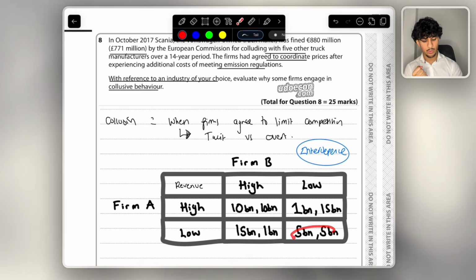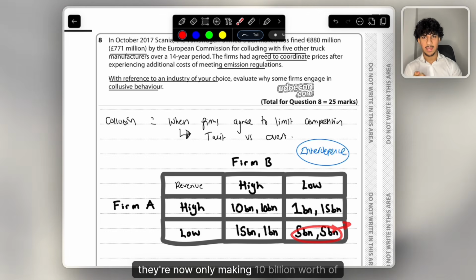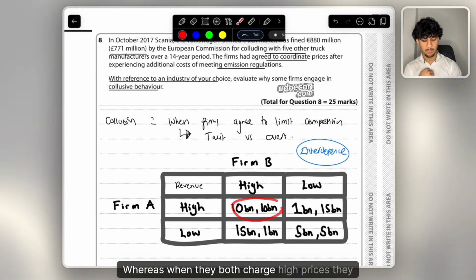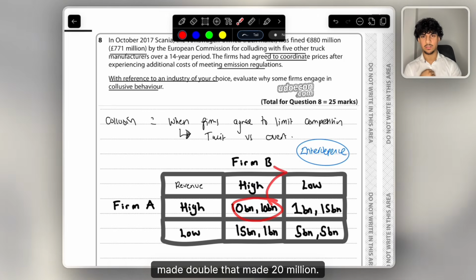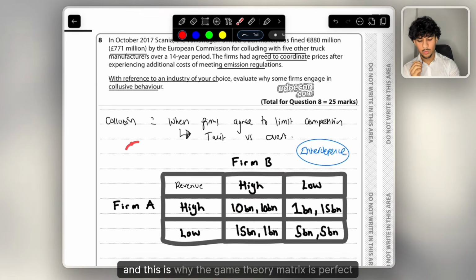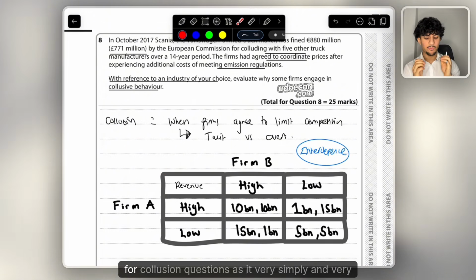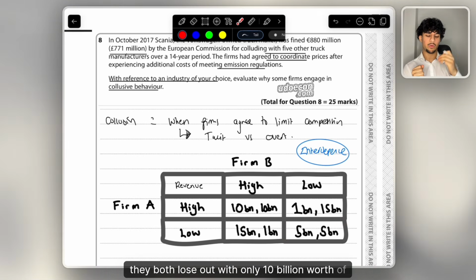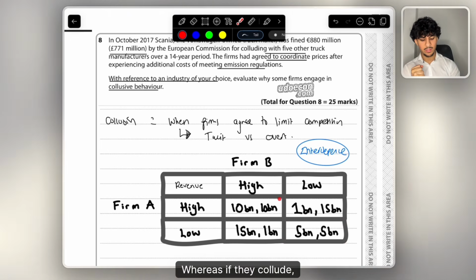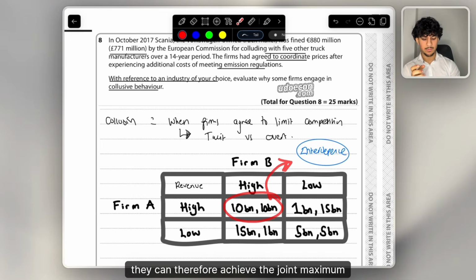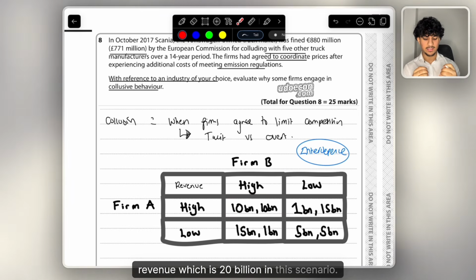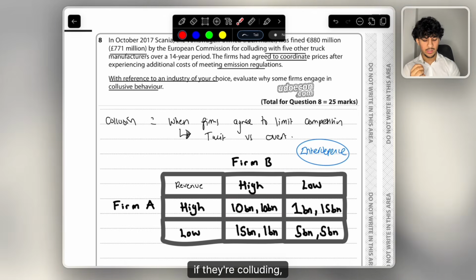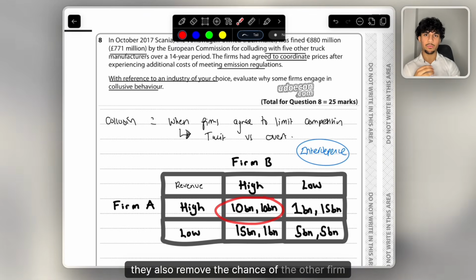Because as we see now, when they're both charging low prices, they're now only making 10 billion worth of revenue, whereas when they both charged high prices, they made double that. They made 20 billion joint revenue. And this is why the game theory matrix is perfect for collusion questions, as it very simply and very clearly shows the incentives for firms to collude. So if they don't collude, if they compete, they both lose out with only 10 billion worth of joint revenue, whereas if they collude, they can therefore achieve the joint maximum revenue, which is 20 billion in this scenario. And remember, if they're colluding, they also remove the chance of the other firm undercutting.